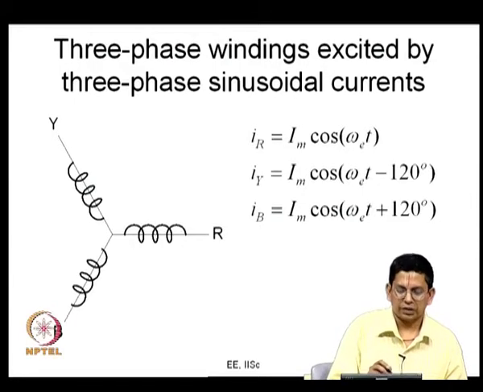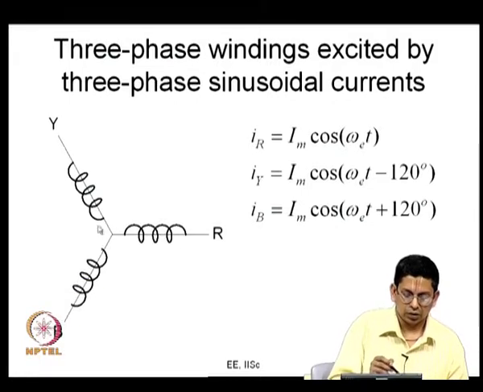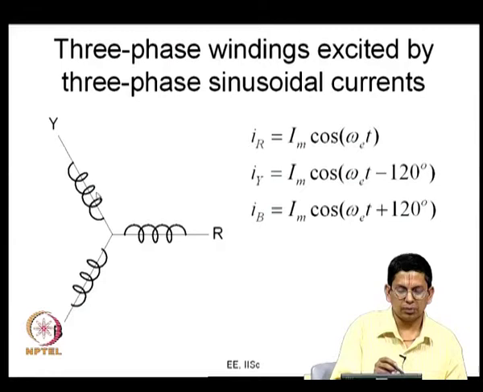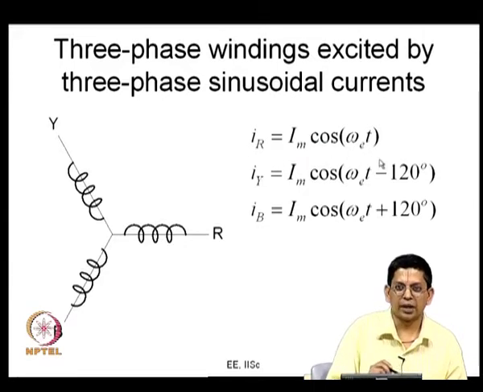These three phases, the same three phase windings, I am putting in a different form. I am just indicating the three axes here, calling them R, Y, B, as I said before. And we pass a certain current through this R phase winding. What is that current? IR is equal to Im cos omega et. It is a sinusoidal current. I am taking the value of sin to be 0 at time t equal to 0, so I am writing this as a cosine function here.